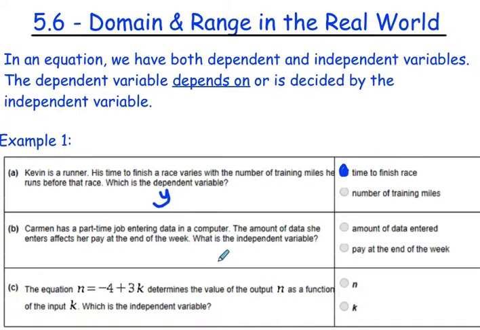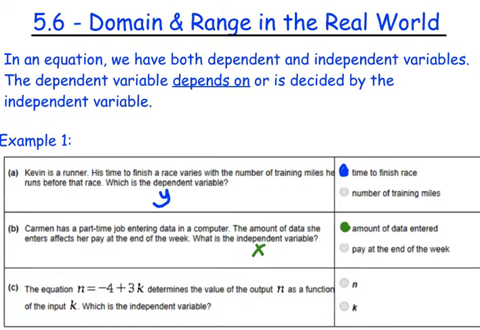Moving down to B. On B it says, Carmen has a part-time job entering data in a computer. The amount of data she enters affects her pay at the end of the week. What is the independent variable? So independent, we said that was our x value. That's what we get to decide. So if Carmen is looking for the independent variable, the thing that she is in control of, then that would be the amount of data that she enters. So that's the part that she is in control of, and then that decides how much she gets paid. So the amount of pay then is her dependent variable.